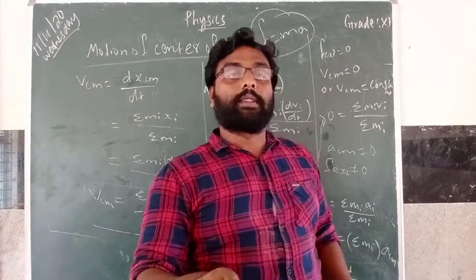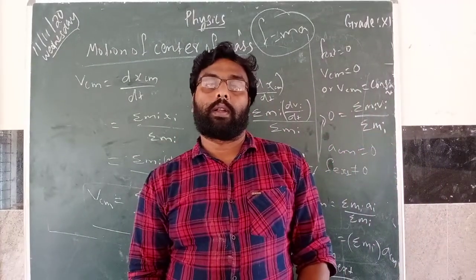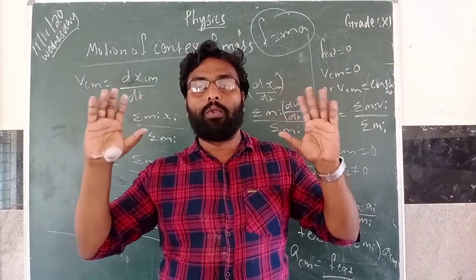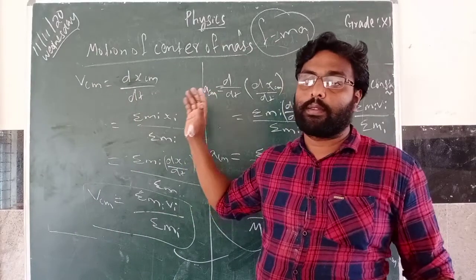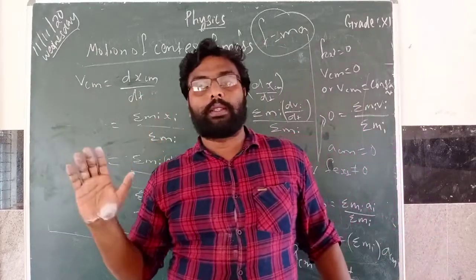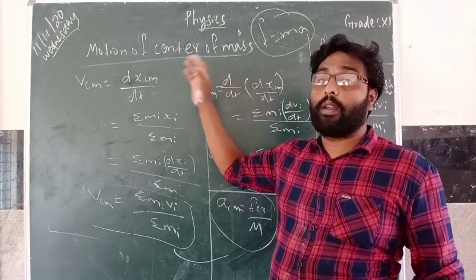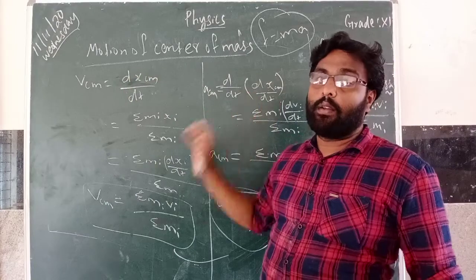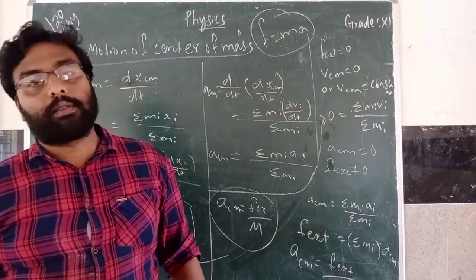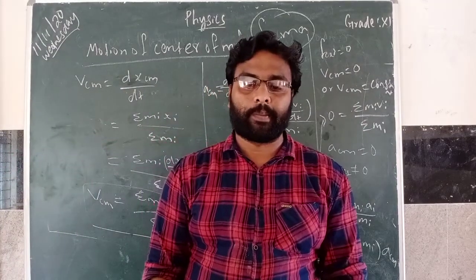So this is what you can find out: when a rigid body moves, its center of mass velocity and acceleration you can find by using the first derivative and second derivative forms of velocity and acceleration. Then you can find this center of mass formula.